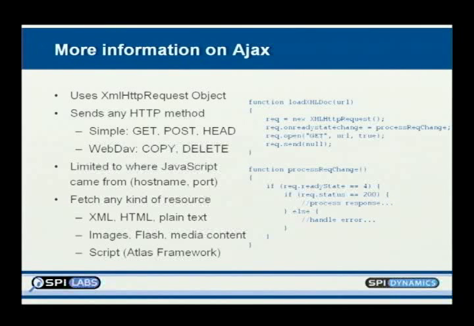And finally, the XML HTTP requester object can fetch everything. I can grab XML. Don't let the name fool you. I can grab things other than XML. I can grab HTML. I can grab raw text. In the Microsoft Atlas framework, which is their Ajax framework, they are actually pulling down new JavaScript, which they then proceed to execute. I can grab images, Flash, multimedia, and like I said, script.